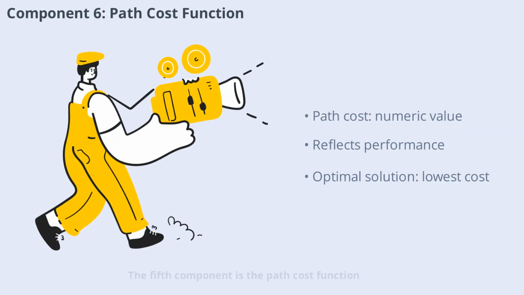The fifth component is the path cost function, which assigns a numeric cost to each path. This cost reflects the agent's performance measure. For the Romania agent, the cost might be the total distance traveled. The agent aims to find the path with the lowest cost, known as the optimal solution.